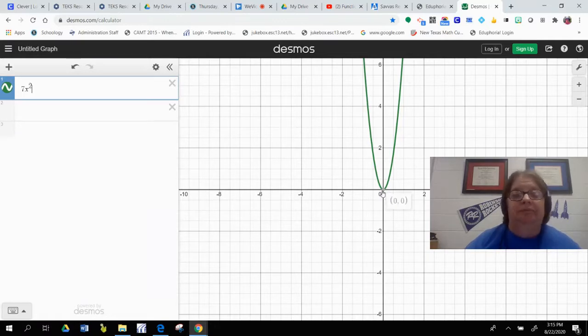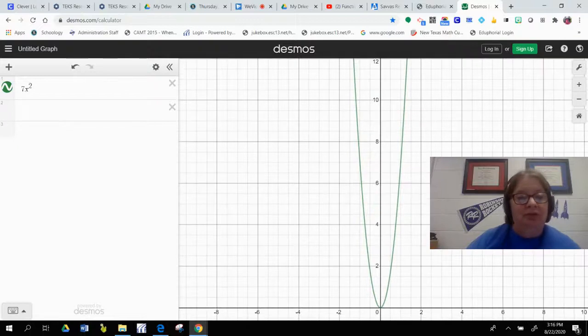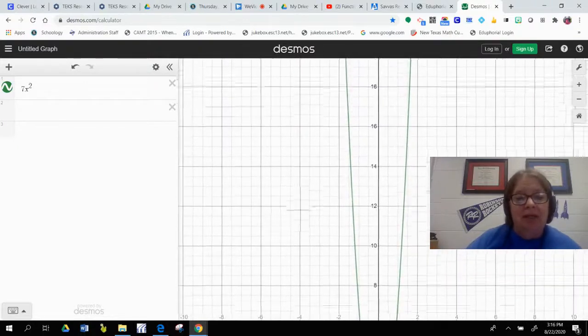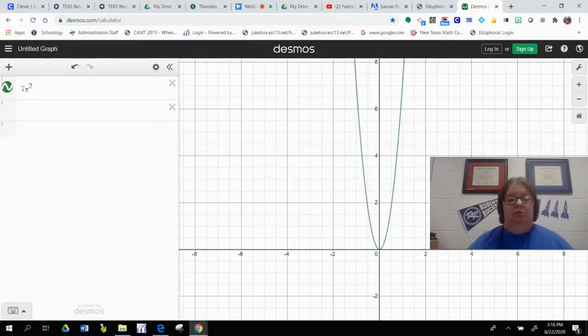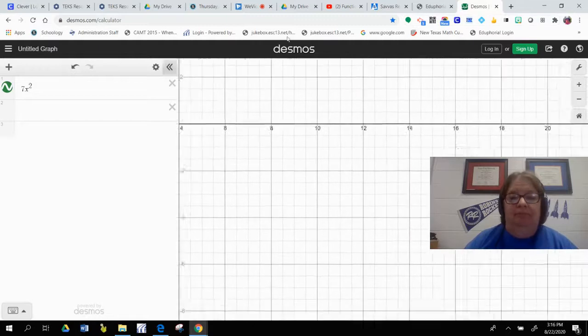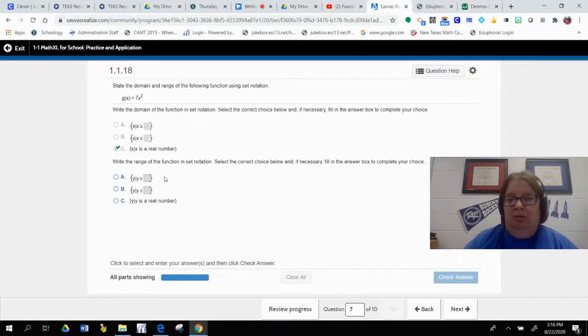So let's look back. It's not all real numbers, right? Because we don't have any negative y's. This says less than. But all our y's are greater than or equal to 0. So I'm going to choose choice A, and I'm going to fill in this blank with a 0. Check answer. Fantastic. Next question. You only want similar if you missed one, okay?